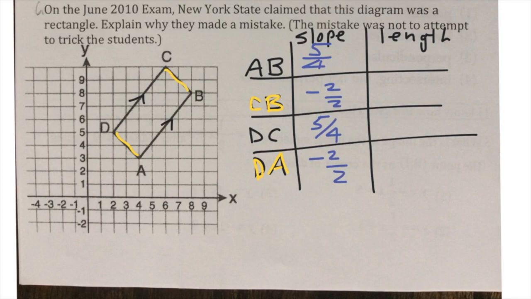It says, explain why they made a mistake. Explain why it's not a rectangle. Well, taking a look at these slopes of these connecting sides, the black sides and the yellow sides do have different slopes, but those slopes are not negative reciprocal slopes.